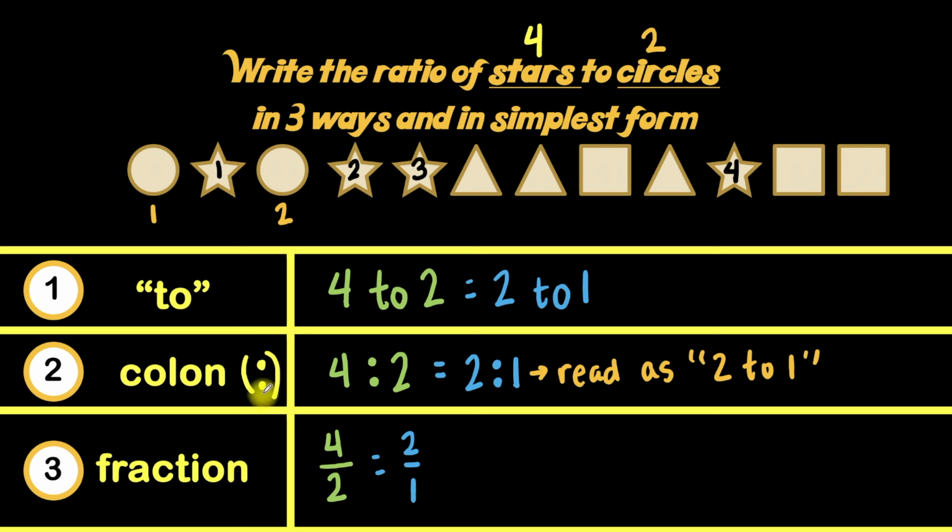And just like with a colon, when we're writing it as a fraction, we don't read it as a fraction, like 4 over 2 and 2 over 1. We would read it using the word "to." So this would still be read as 2 to 1.